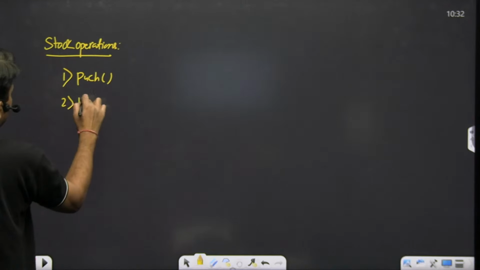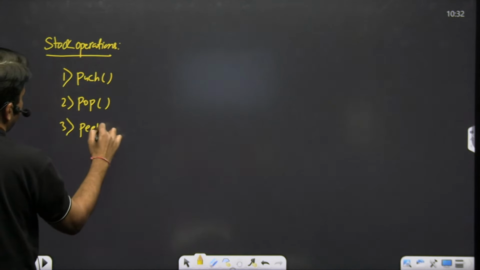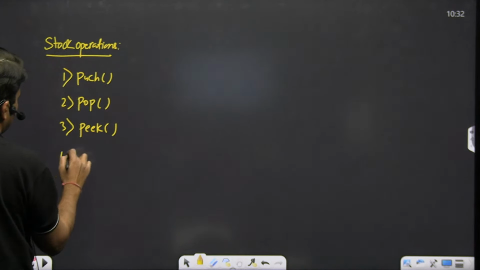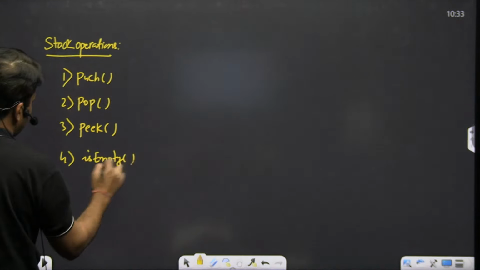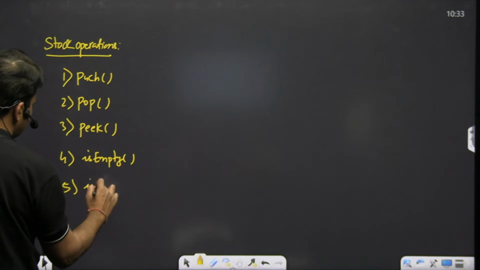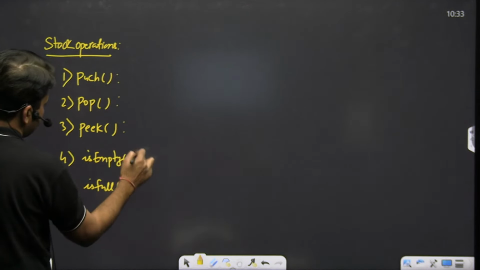Push, pop, peek, is empty, and fourth, is full. What is the meaning? What is the significance of this one?